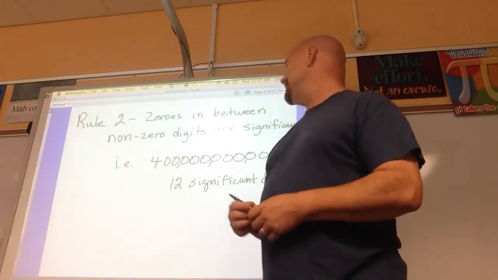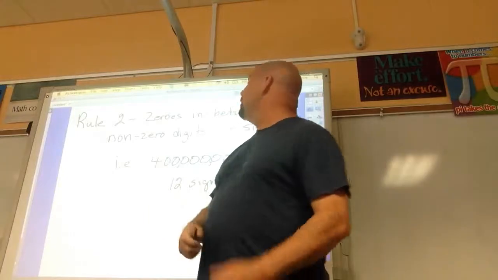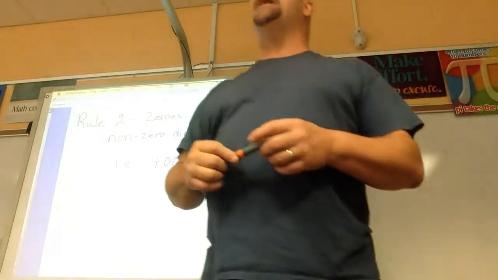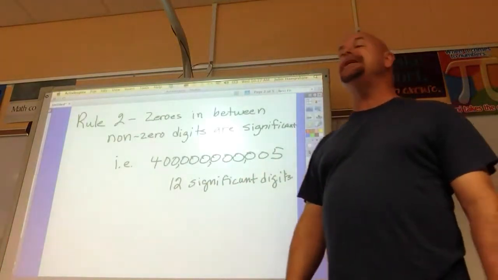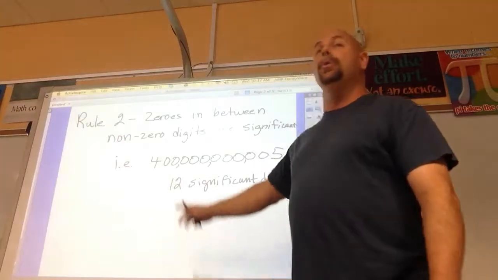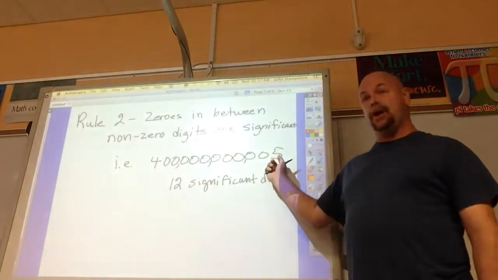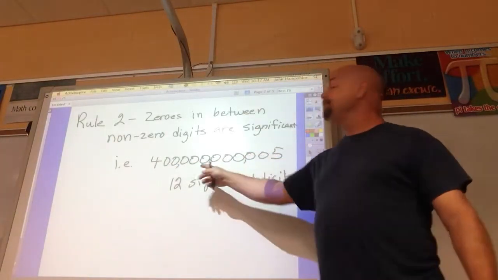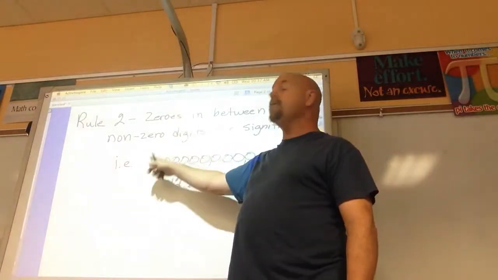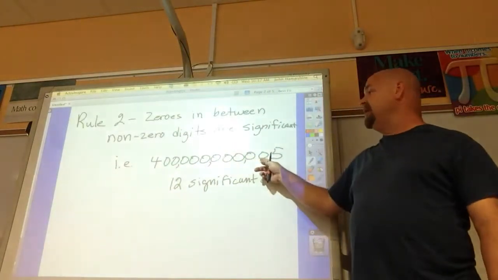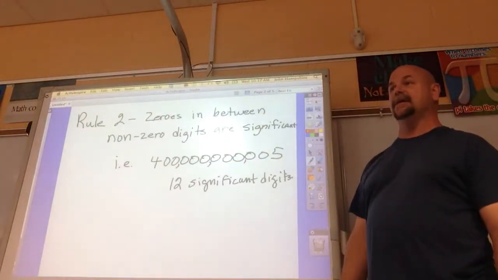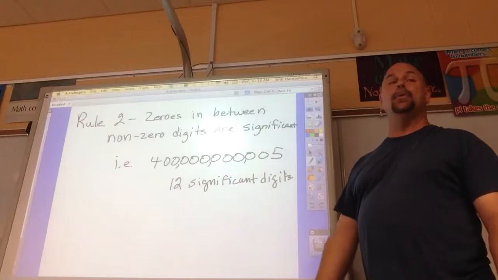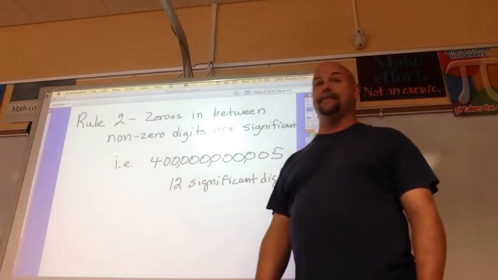and when it's not. Rule 2 says zeros that are between two non-zero digits are significant. So for example, in the number 400 billion, we know that the 4 and the 5 are significant because they're non-zero. And now because of Rule 2, we also know that all of the zeros in between those two non-zero digits are also significant. So we know that that number would have 12 significant digits.